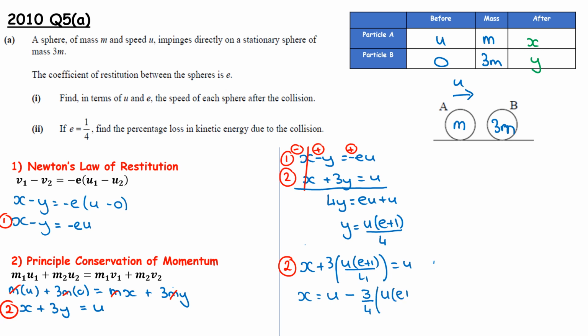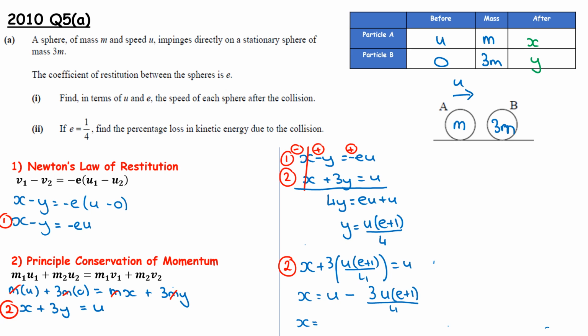u(e plus 1). If you prefer, you could write that all over 4, whatever way makes it easier for you. If you prefer, you could write that as 3 over 4. We're going to try and combine these.